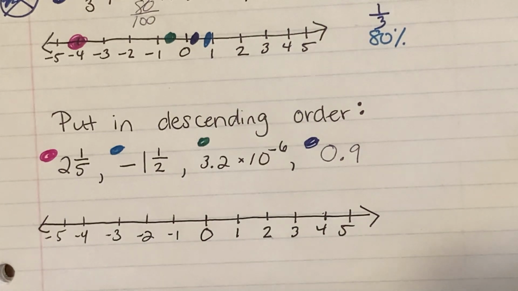So what I have them do is color code each one. They typically use markers, but you can use color pencils, crayons, anything. If they don't have that, they can use shapes. And then what I have them do is estimate where it goes on a number line.